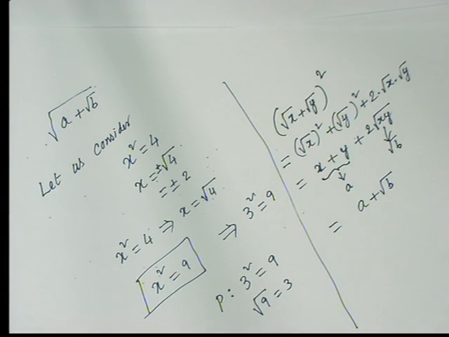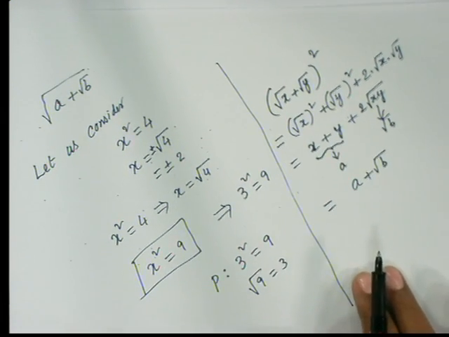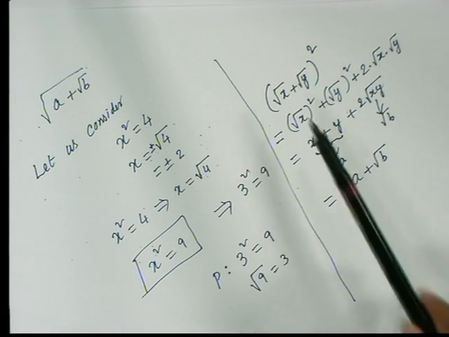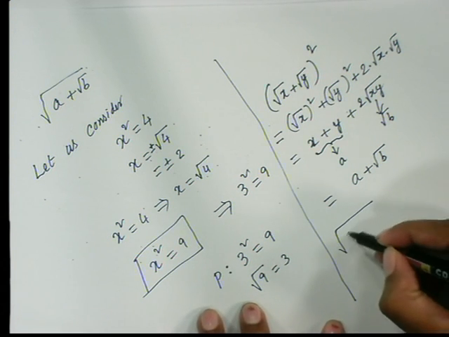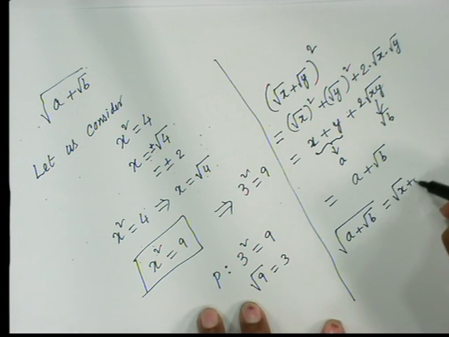Now, let us have one question, 3 square is equal to 9. What is its converse? Root 9 is equal to 3. Now, let us come to this part. Root x plus root y whole square is equal to a plus root b. Now, are you able to write its converse? Yes, we can write it. The converse of this one is square root of a plus root b equal to root x plus root y.